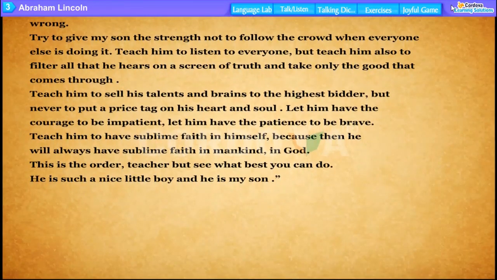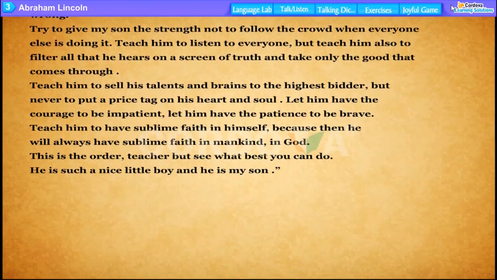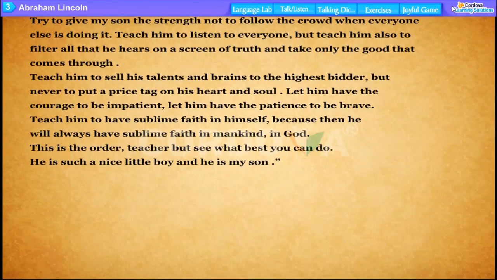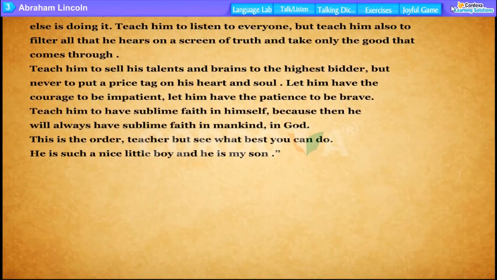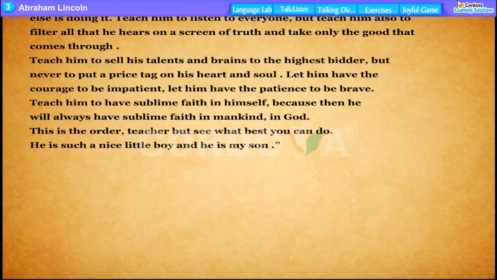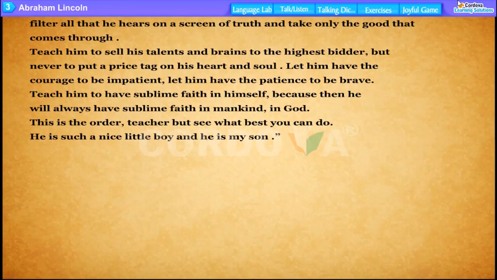Let him have the patience to be brave. Teach him to have sublime faith in himself, because then he will always have sublime faith in mankind, in God. This is the order, teacher, but see what best you can do. He is such a nice little boy, and he is my son.